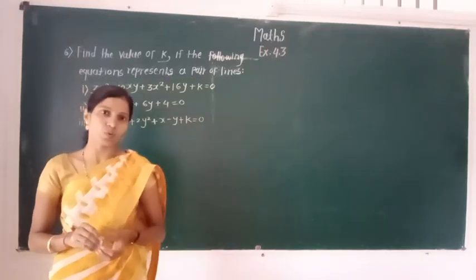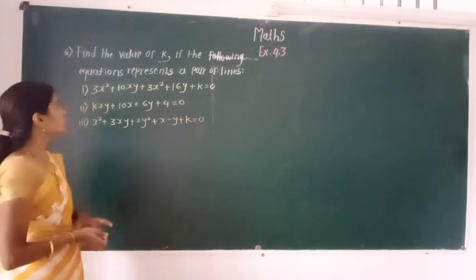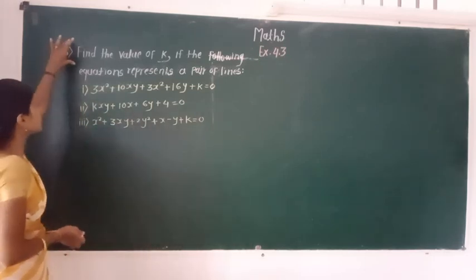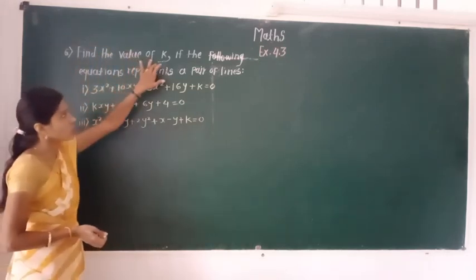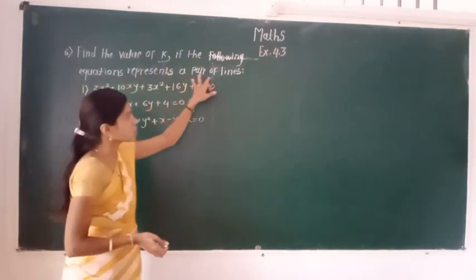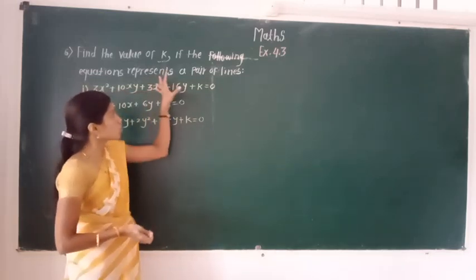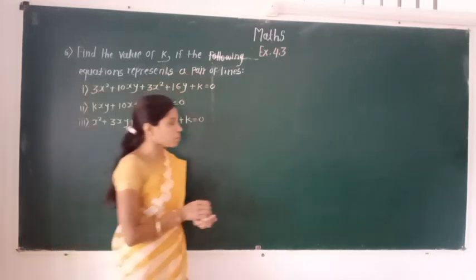Today we are going to solve the example on exercise 4.3. Now see, the next example is here. Find the value of k if the following equations represent a pair of lines. And we know that there is some necessary condition for the equation to represent a pair of lines.